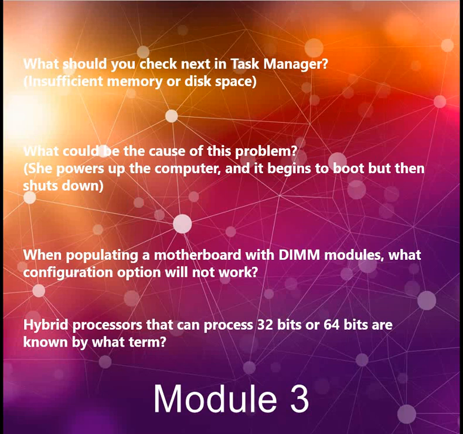That is also incorrect. The correct answer is your x86, which is a 32-bit processor, and your x64, which is a 64-bit processor. They are hybrid processors and are capable of processing 32 bits and 64 bits. So once again, that is the correct answer. And for number 4, you can find that on page 117.